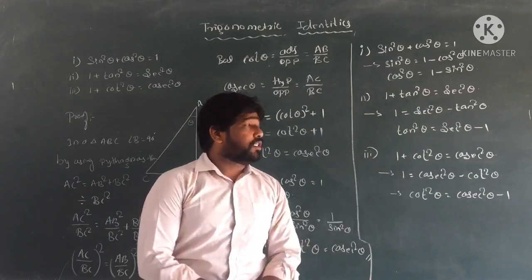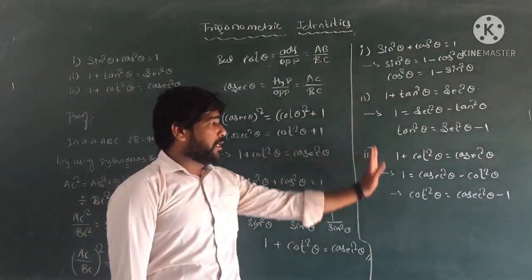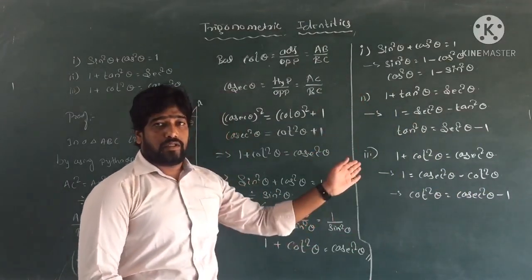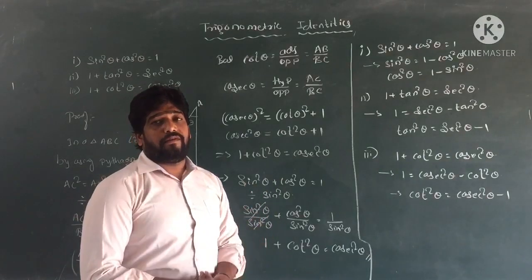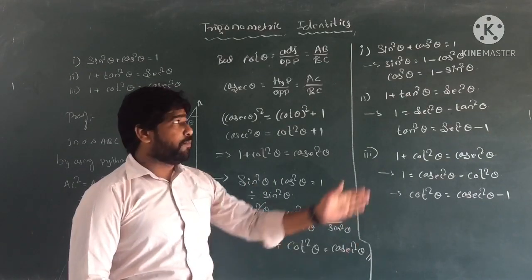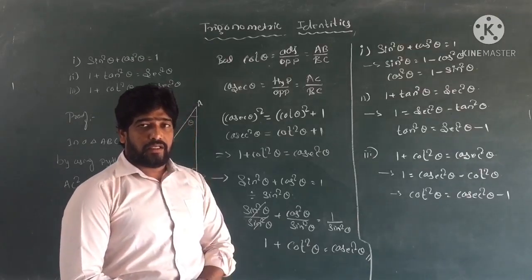So here are 3 main identities and their sub identities are there. These 3 identities we will use for the next exercise. So practice these 3 identities well. Is it clear?